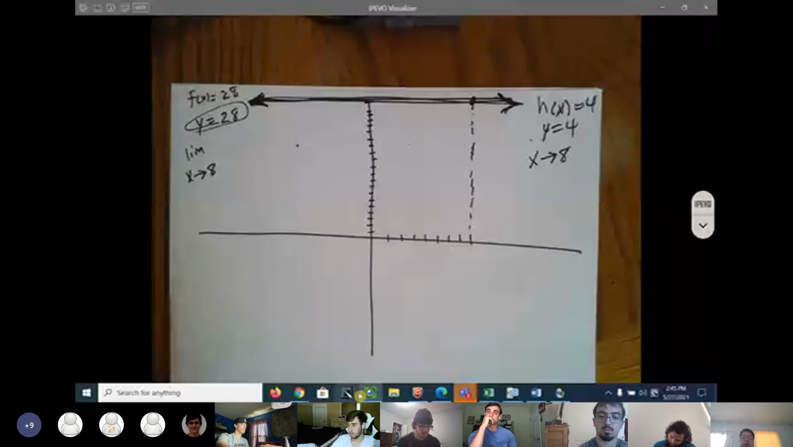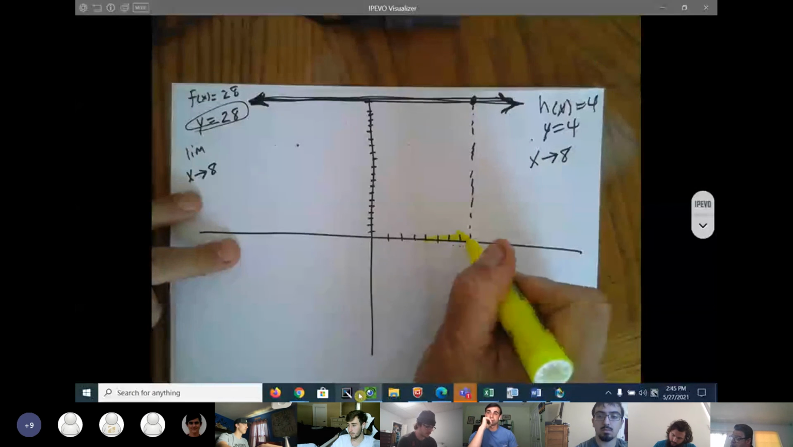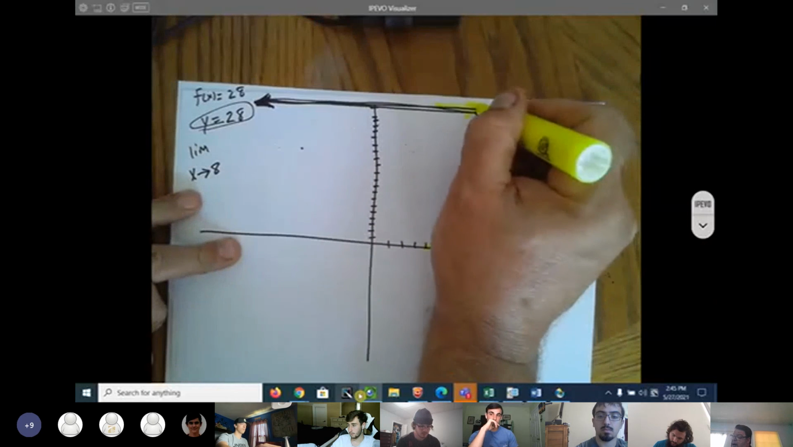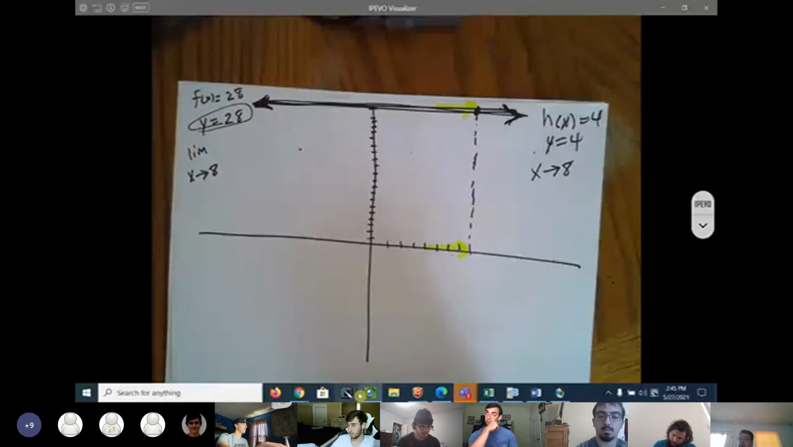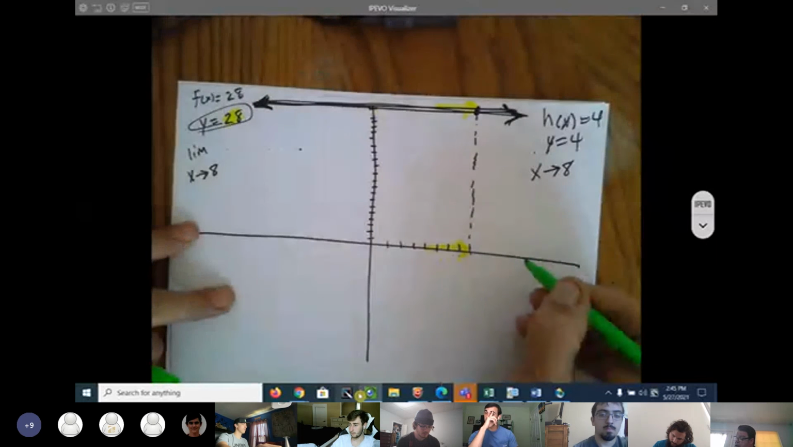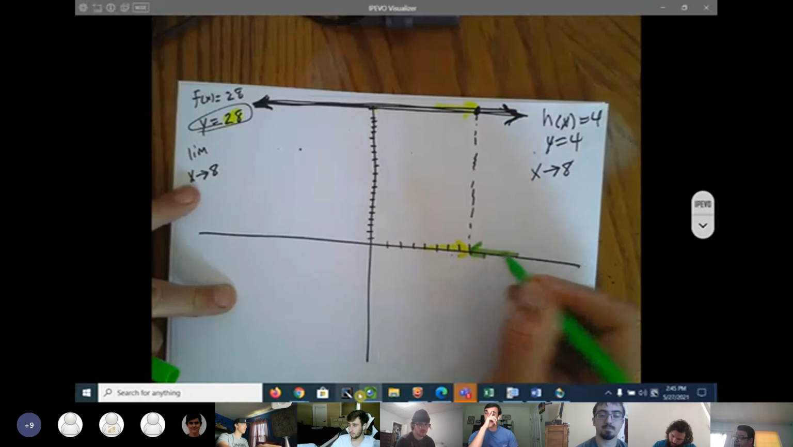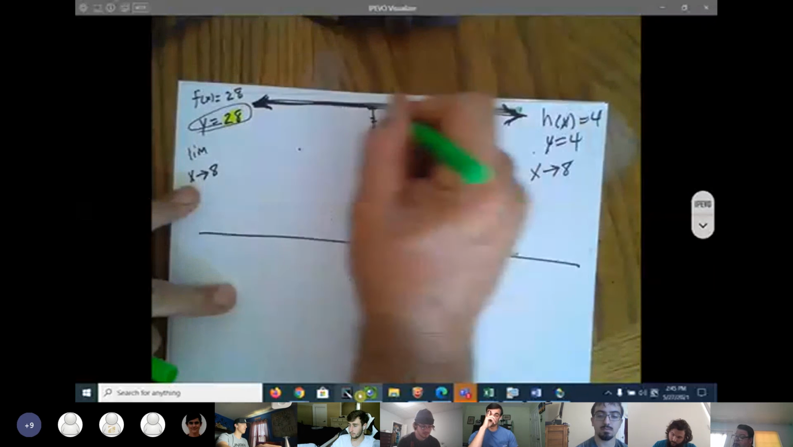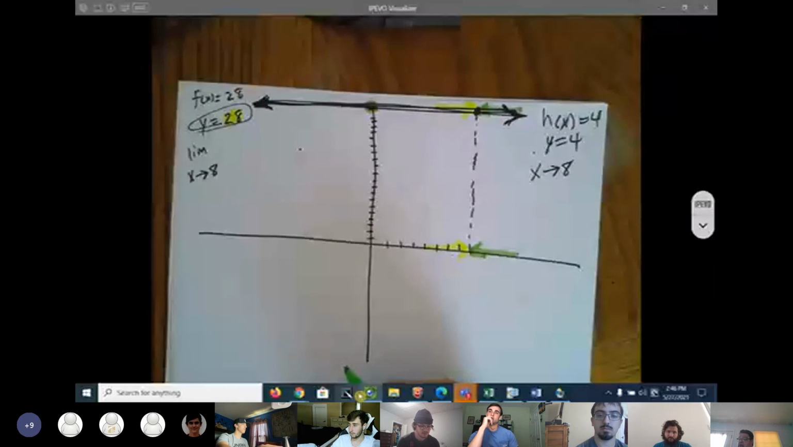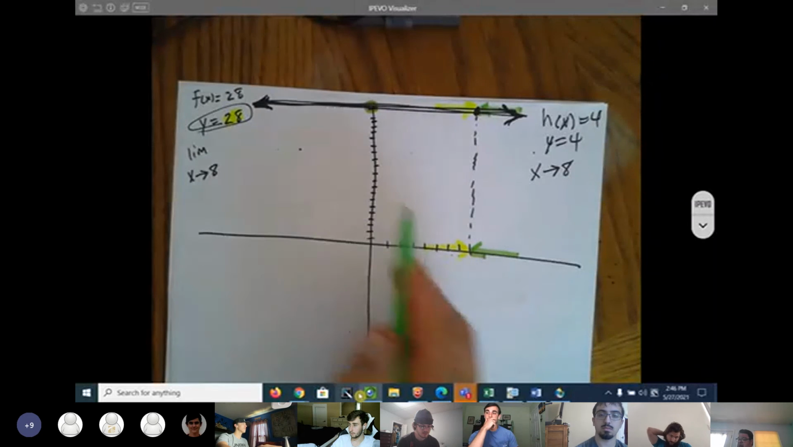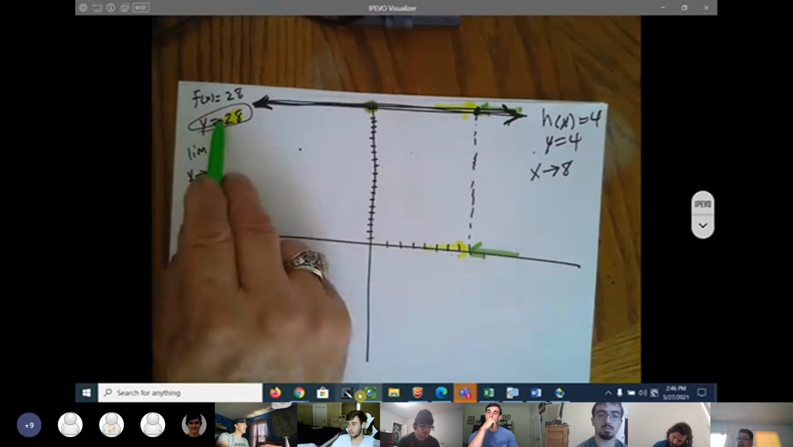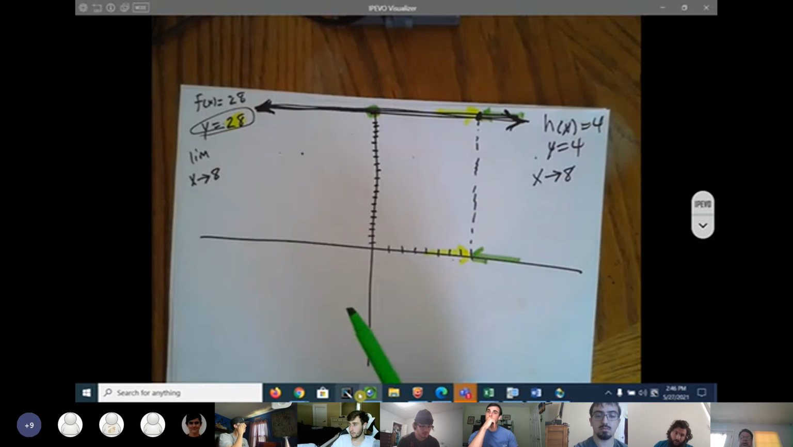Okay, let's do our limit. I'm going to approach 8 from the left. What's my y? 28. Well, let's check it. What about from the right? I'm going to approach x equal to 8 from the right. And what is my y? 28. So my limit is 28 when y is equal to 28. They're trying to show you a property is what they're trying to do.